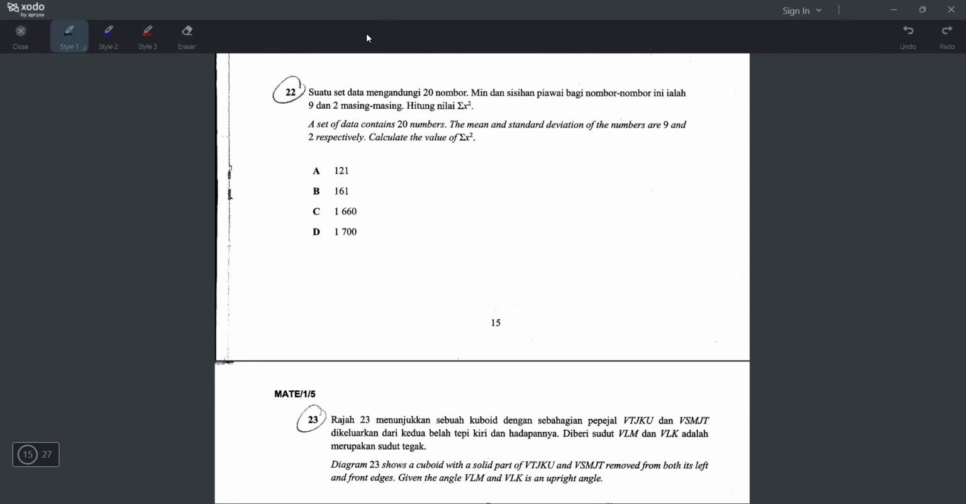Okay, 22 is also measures of dispersion. So let's read the question. A set of data contains 20 numbers. It means n is 20. Then the mean is 9, so this is the symbol for mean, 9. And then the standard deviation is 2, so this is the symbol for standard deviation. Calculate the value of sum of x squared. This symbol is sum. I think you have to use the standard deviation formula to solve this question.